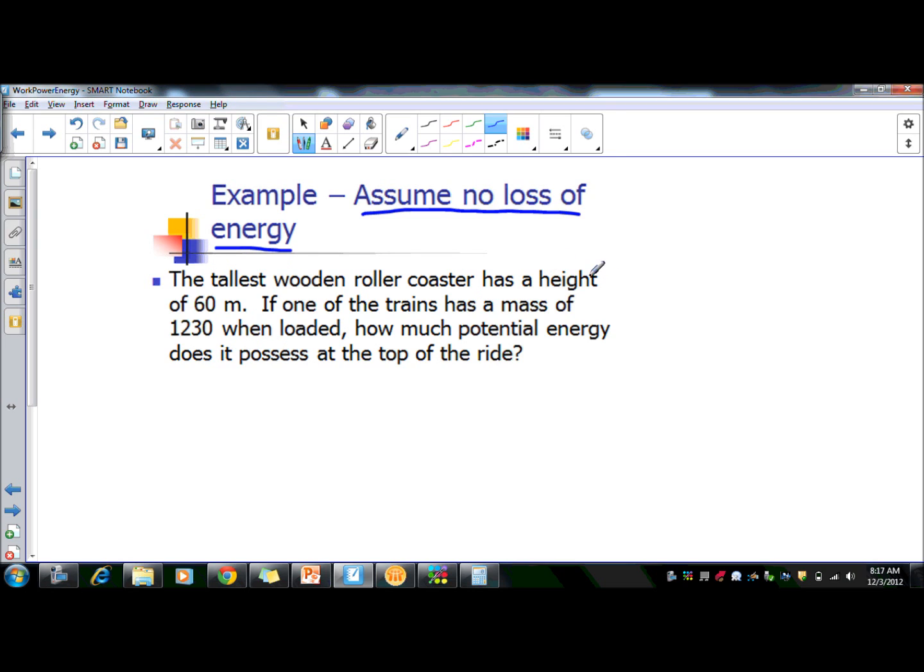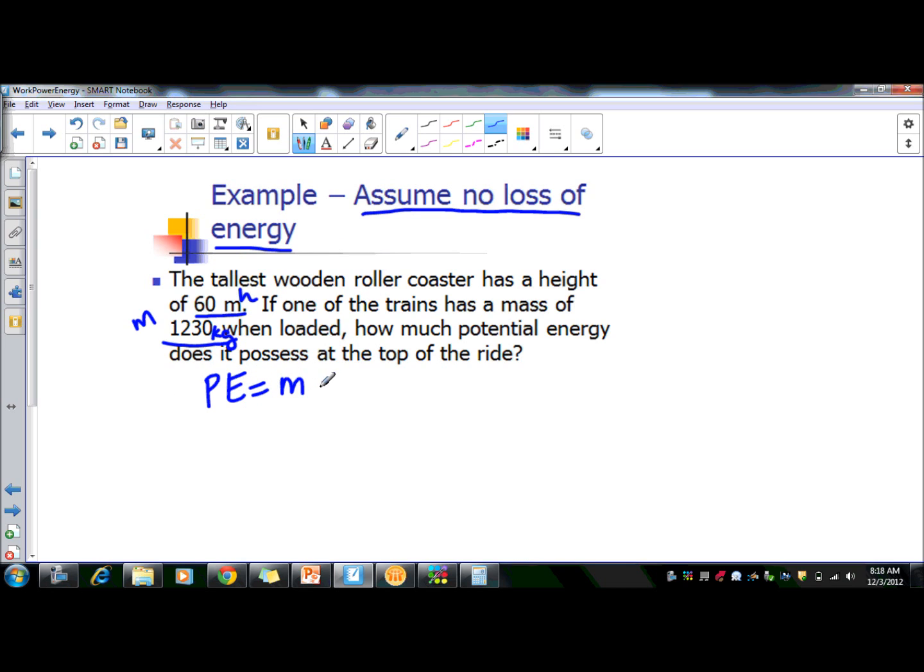So the tallest wooden roller coaster has a height of 60 meters. If one of the trains has a mass of 1230 kilograms when loaded, how much potential energy does it possess at the top of the ride? So in other words, how much work do the chains do whenever they pull it up to the top of this hill?